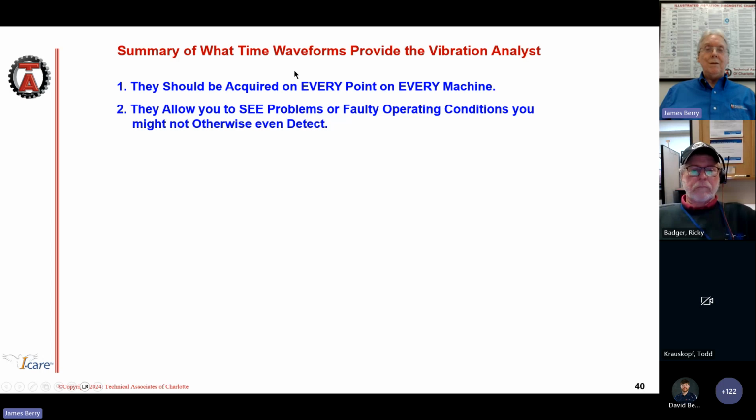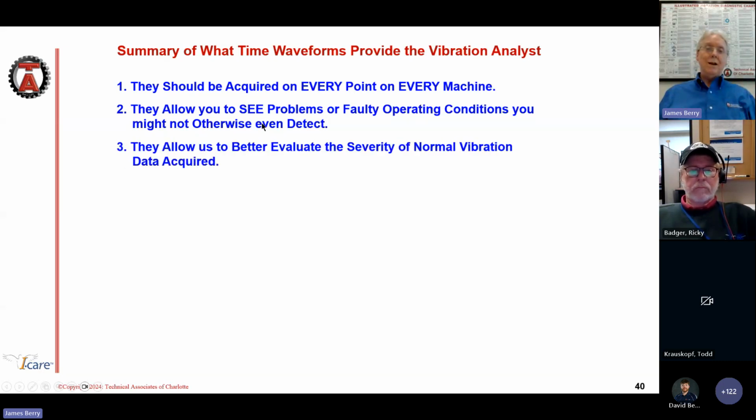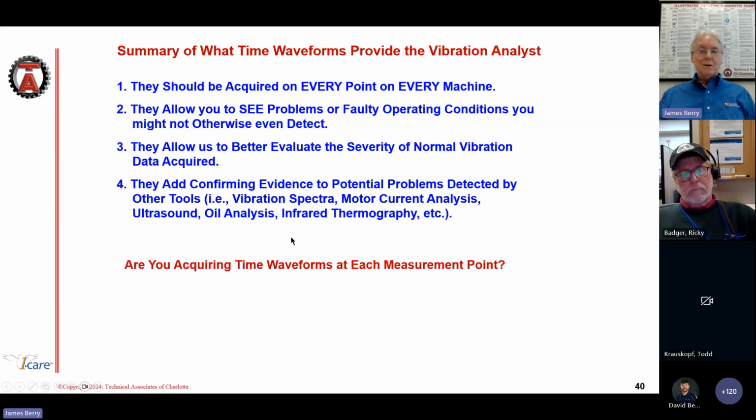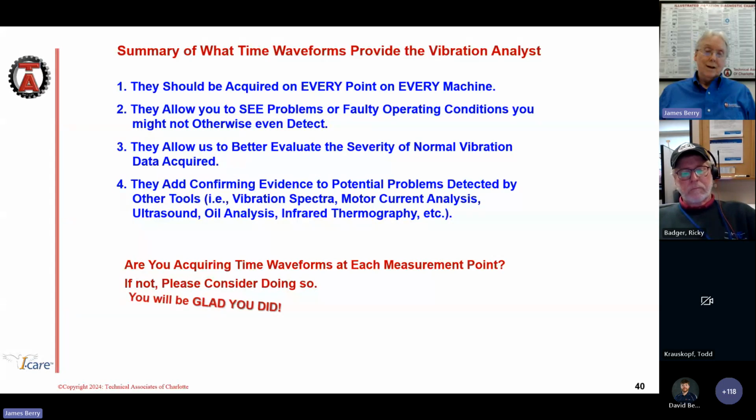So what we see as far as waveforms, what are we looking at? They should be required on every point with every machine, allowing you to see problems you would not see otherwise. They allow us to see and better evaluate how severe the problem is. The only true amplitude is in the waveform, not in the spectrum, right? They also add confirming evidence to other problems found with other tools like vibration spectra, motor current analysis, ultrasound, oil analysis, etc. So are you requiring time waveforms at each point? If not, please consider doing so. And you'll be glad you did. I'll tell you what, you'll be glad you did.